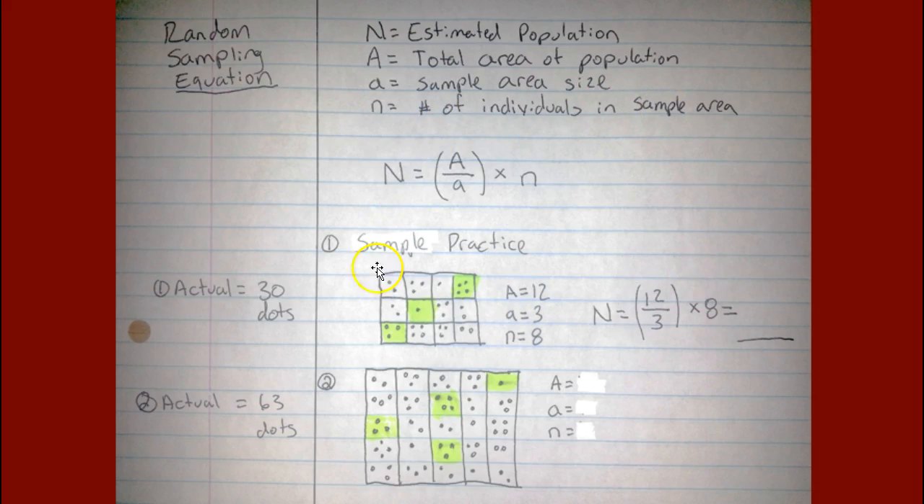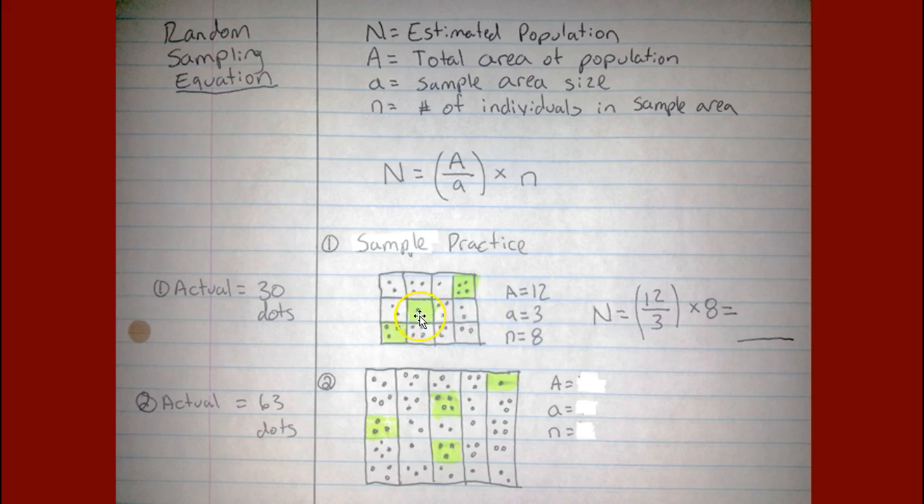So just to make that clear with the samples. Right here on this sample, I have 12 squares total, so my big A is 12. I'm going to sample 3, that's why I highlighted 3 of them. That's my little a.